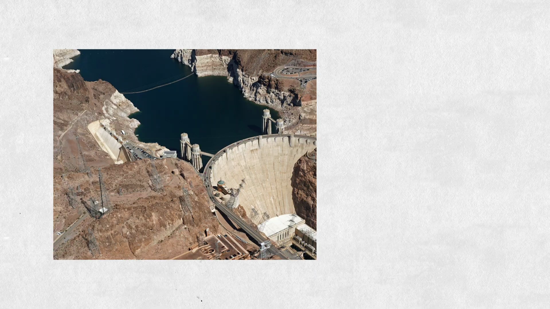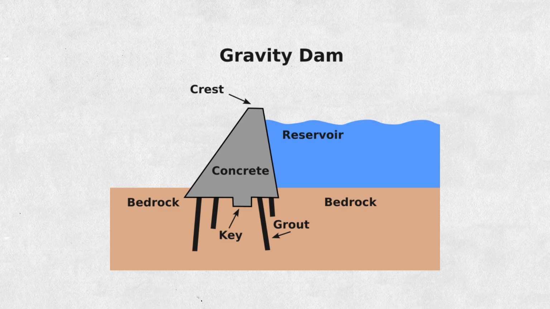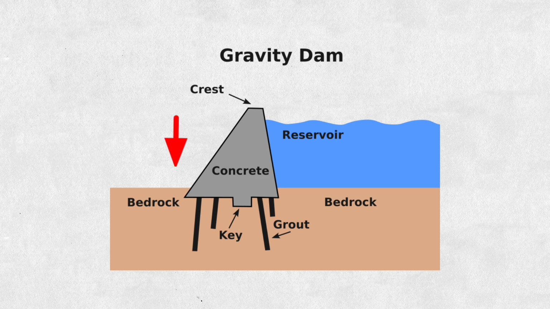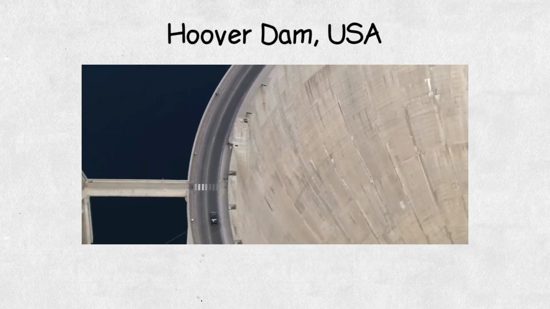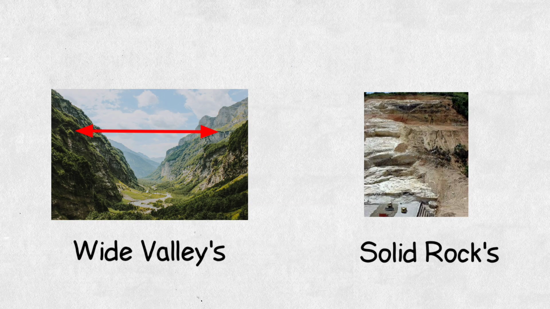Gravity Dam. The oldest and most straightforward type of dam ever built. It holds back water using nothing but its own weight. The sheer mass of concrete or stone pushes down so hard against the ground that the water behind it simply cannot push it over. The Hoover Dam in the United States is one of the most famous examples. These dams work best in wide valleys where solid rock sits beneath the surface to support all that weight.